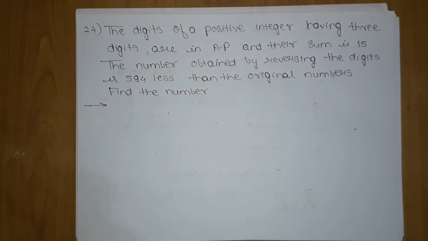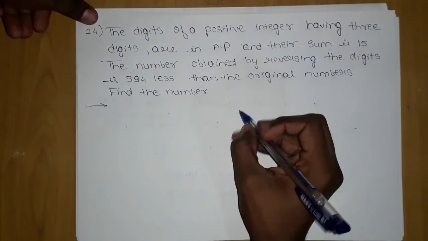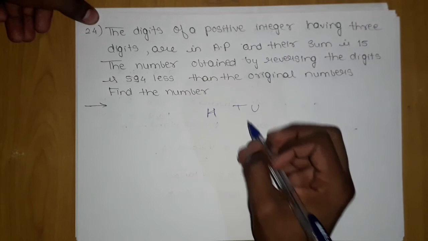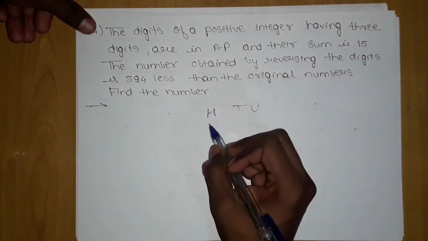Question number 24 says as follows: the digits of a positive integer having 3 digits are in AP, and the sum is 15. The number obtained by reversing the digits is 594 less than the original number. Find the number. They are telling that it has 3 digits, so the digits of the positive integer are units, tens, hundreds. 3 places, so these are 3 terms.